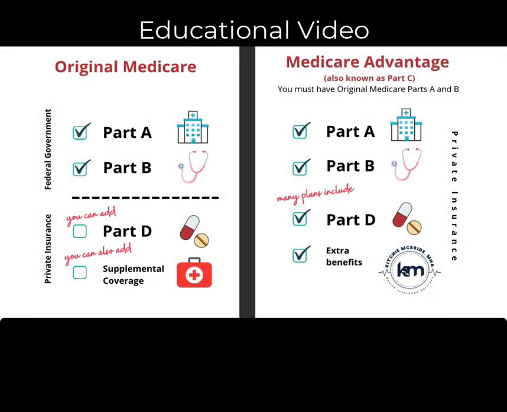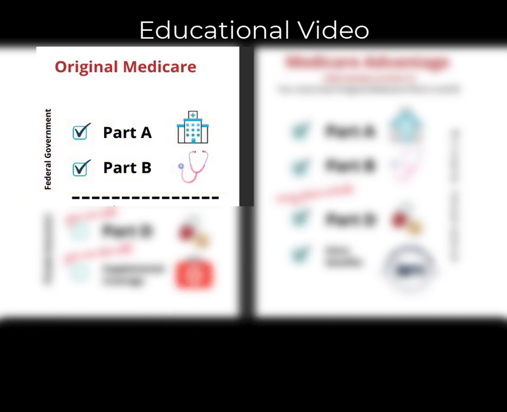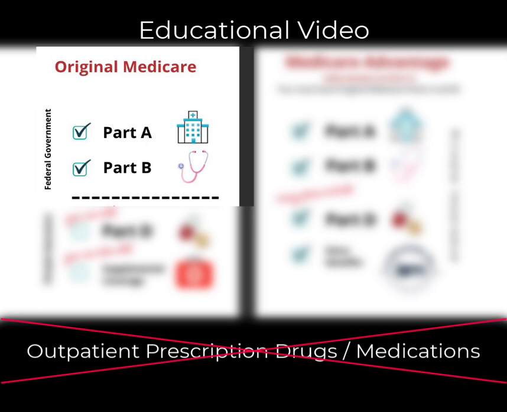With the original Medicare route, you are dealing with the federal government. Your Part A covers your inpatient stays or your hospital stays, also skilled nursing facility stays or hospice stays, while your Part B covers medical services such as your doctor's services, preventive services, lab tests, durable medical equipment supplies, and ambulance services. These are mostly outpatient services. So your Part A is mostly for your inpatient services and your Part B for your outpatient services. What Parts A and B don't cover are your outpatient prescription drugs or medications.